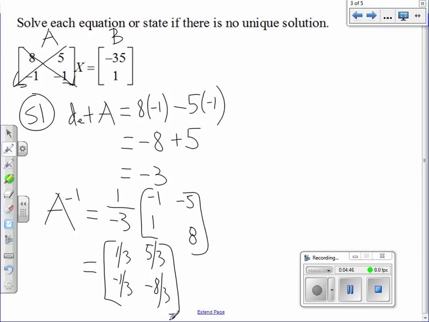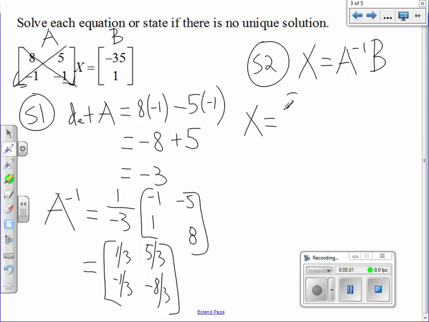Now, step 2 is to plug this into the formula, X equals A inverse times B. So leave a little bit of room. I'm going to rewrite my inverse. Very important that the inverse is always on the left of B. You can't do it the other way around. You will not be able to do the multiplication if you try. A inverse has to be to the left of B.